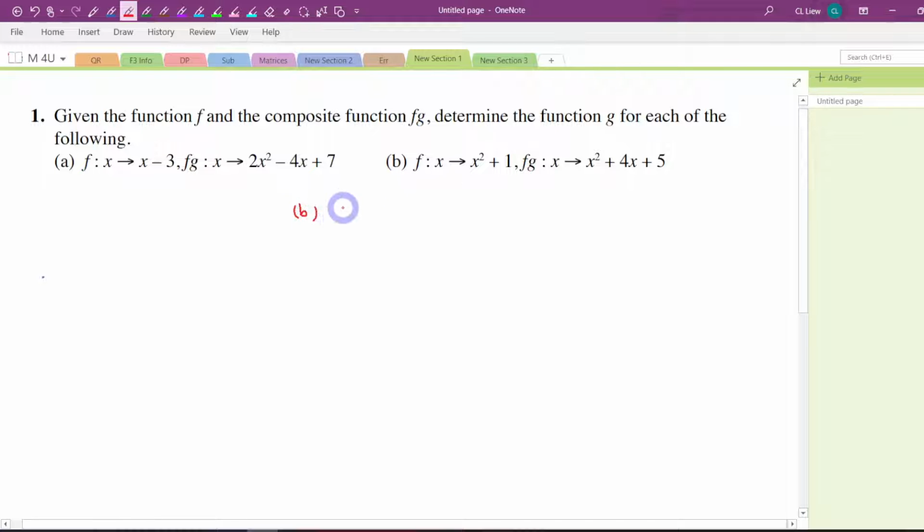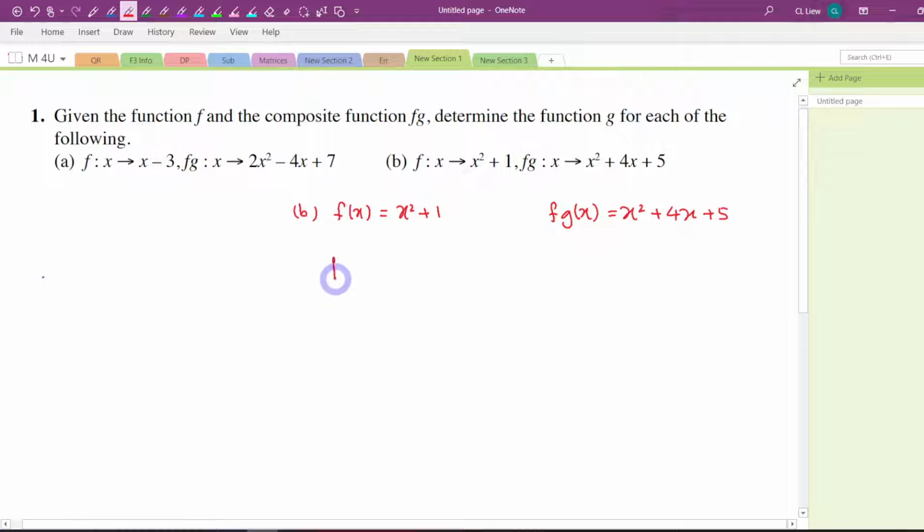Okay, now f of x is equal to x squared plus 1, and f of g of x is equal to x squared plus 4x plus 5. So remember, the function which is nearer to the x is the first function. It's the function which comes first. So for example, this one, g is the first function, f is the second function. And the question asks us to find g. This means that we want to find the first function, so it will be easier.